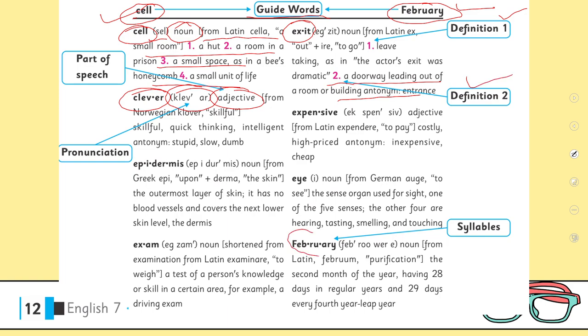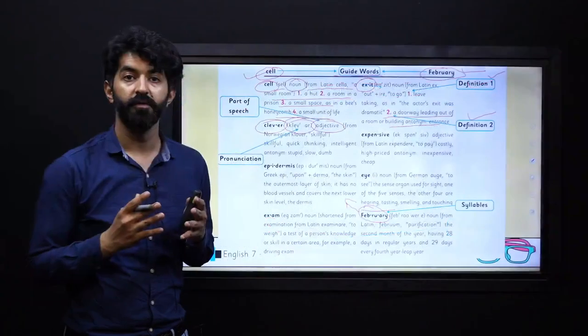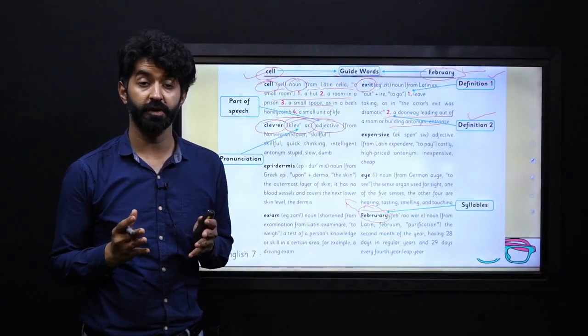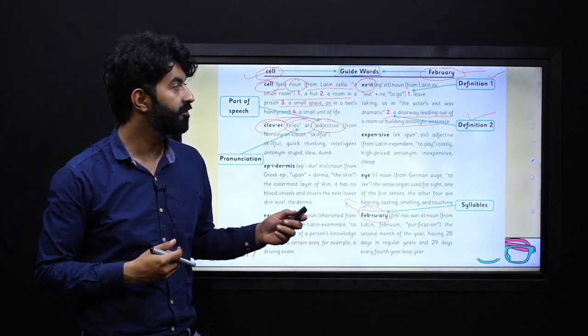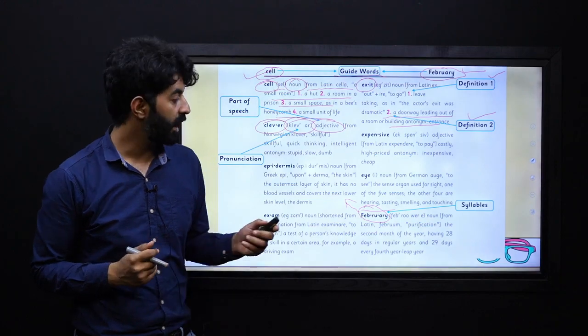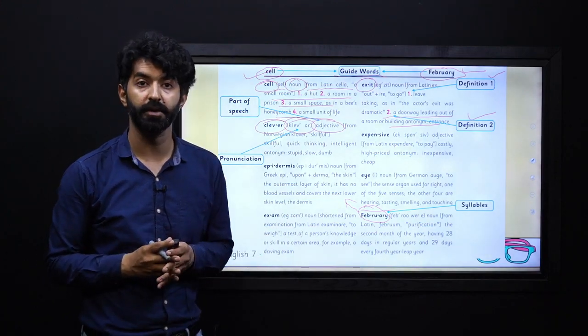Also, the dictionary is telling you about the syllables of the entry word. Here you can see the word February is divided into different syllables. So we have seen that on a page of a dictionary we can find the part of speech, pronunciation, definitions, guide words, and also syllables.